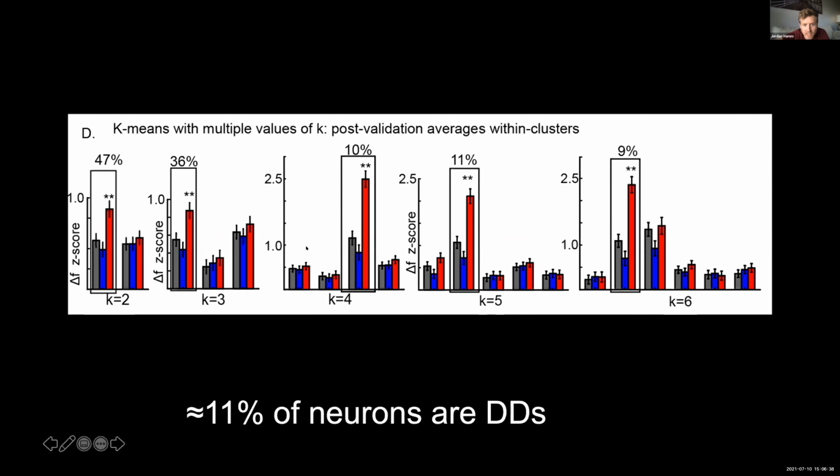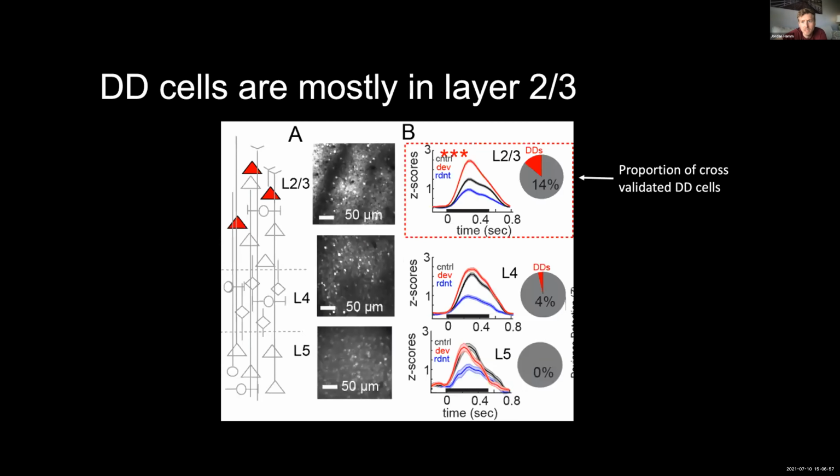But in none of these cases does another cluster with a different type of context preference emerge. So we concluded that perhaps about 10 to 11% of visually responsive neurons in this paradigm show deviance detecting properties.